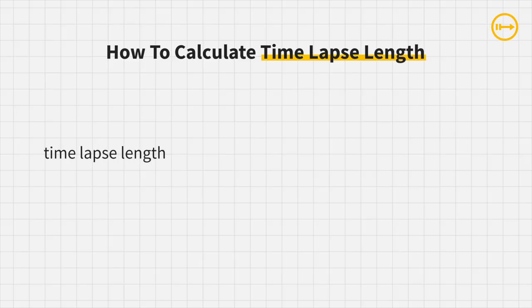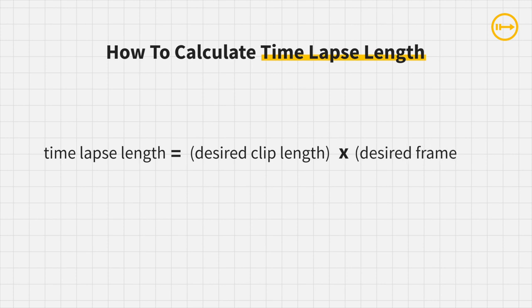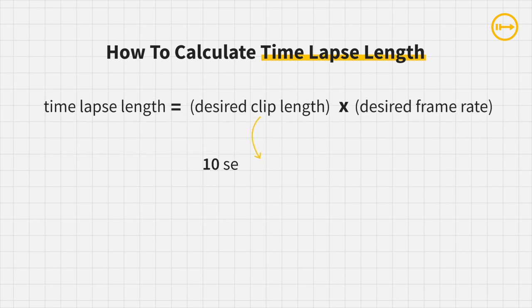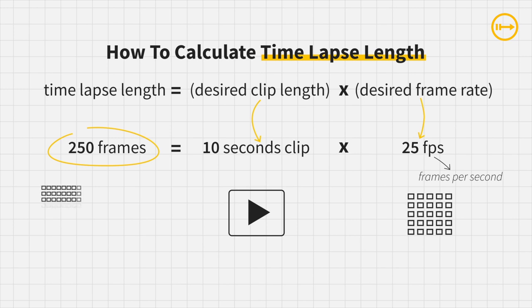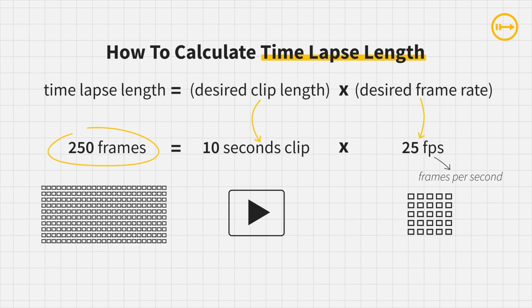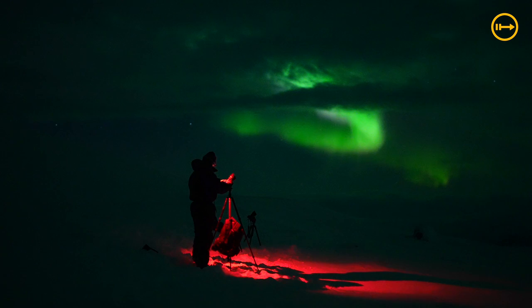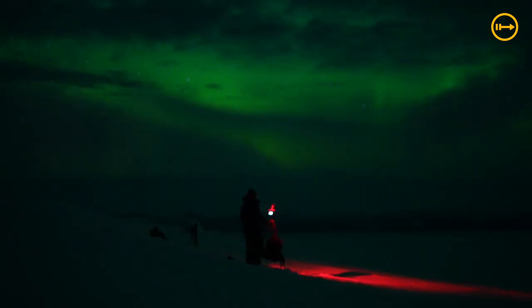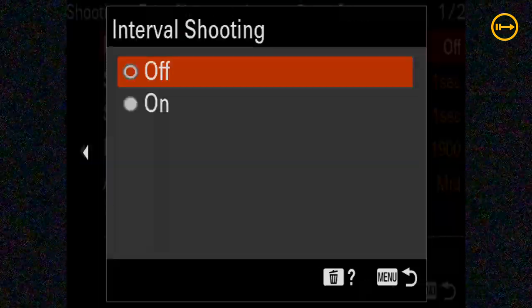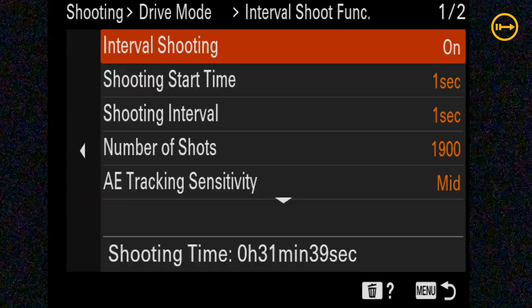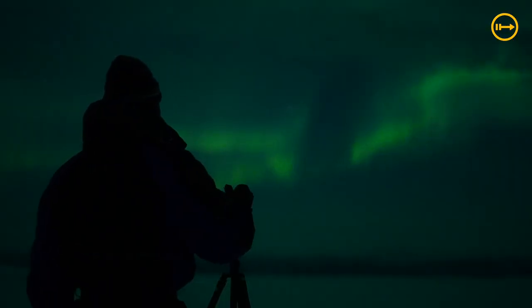You can decide the length of the time-lapse by multiplying the desired clip length with the desired frame rate. I want to make a 10-second time-lapse at 25 FPS, which means frames per second. 10 times 25 is 250. So to create a 10-second time-lapse of the northern lights, I need to take 250 pictures. This will take about 4 minutes, but you may have to film for up to 20 minutes depending on the strength of the aurora. Alright, I'm setting up the interval timer to take 1 shot each second to fully capture the swirling movement of the northern lights.